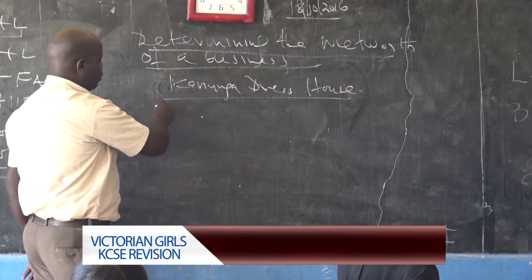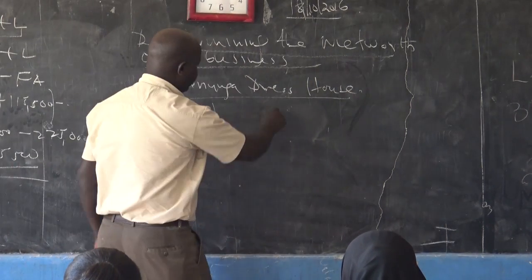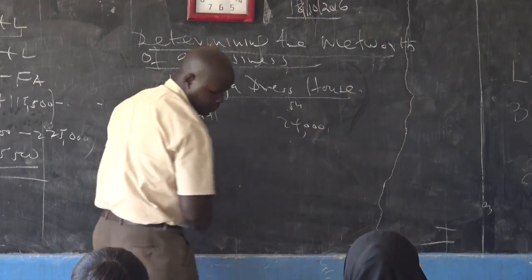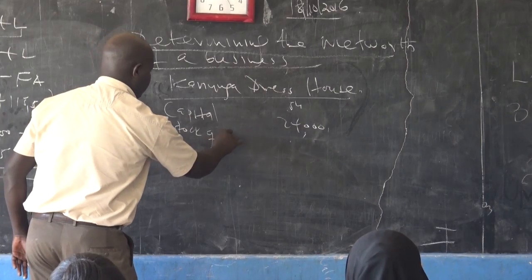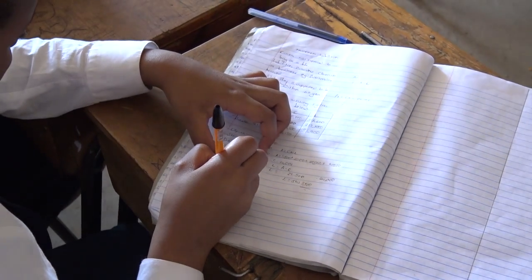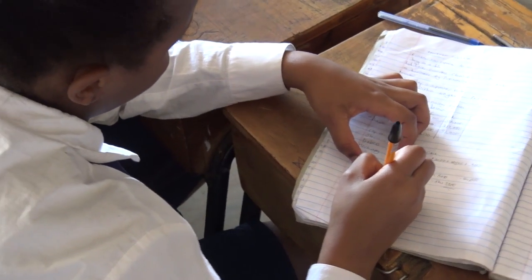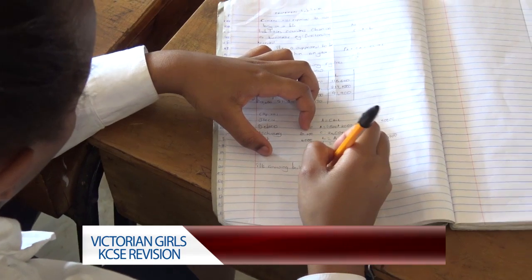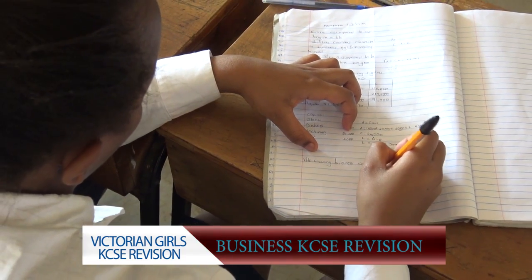We have capital. Capital is shillings 224,000. We have stock of goods, shillings 1,500. We have debtors. Debtors amounted to shillings 2,000.